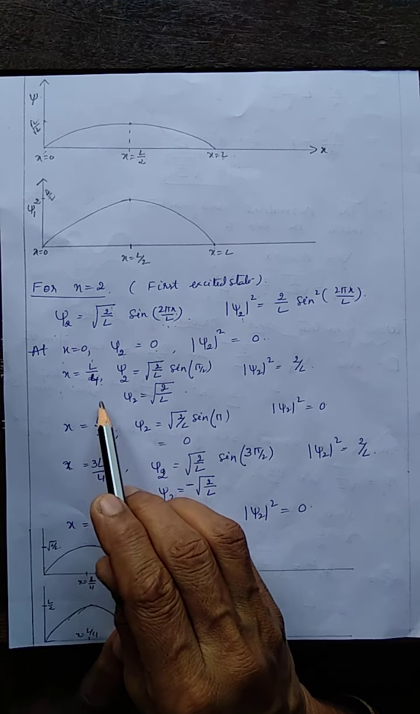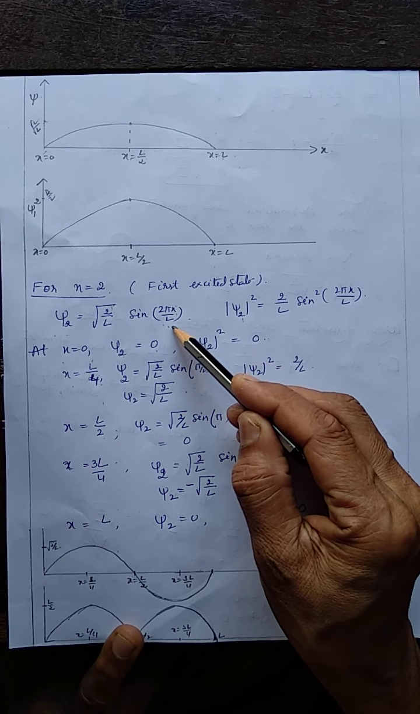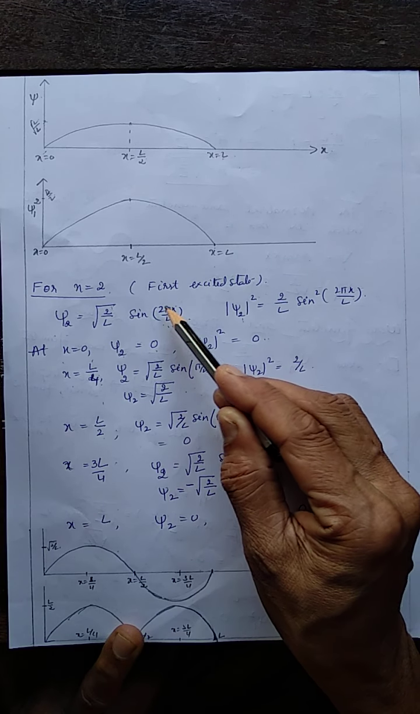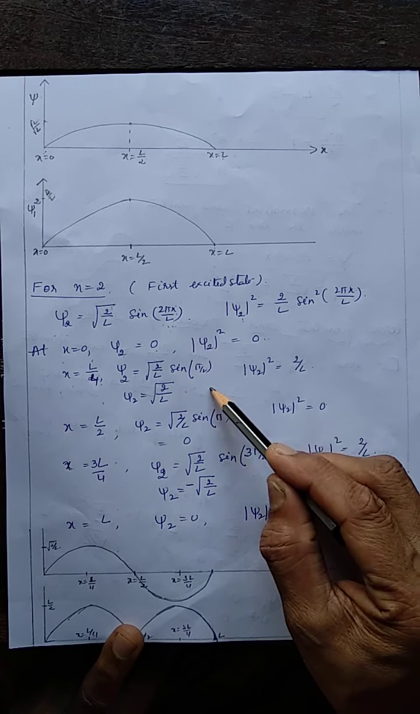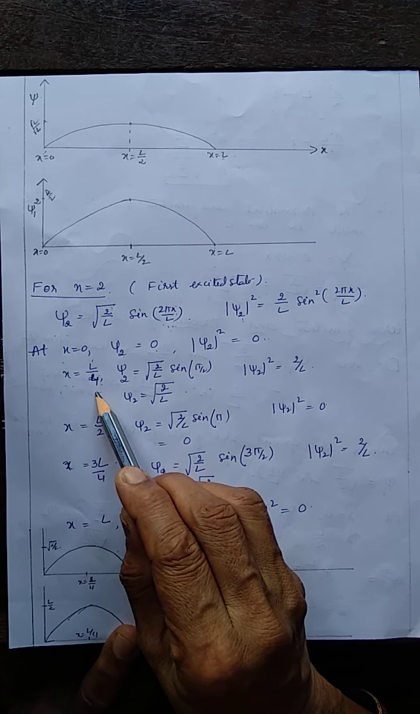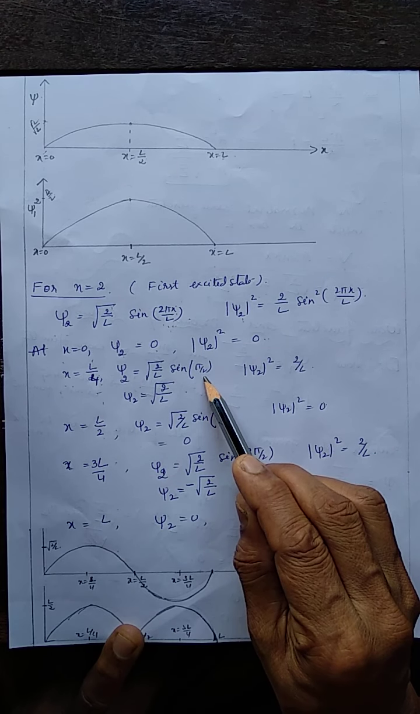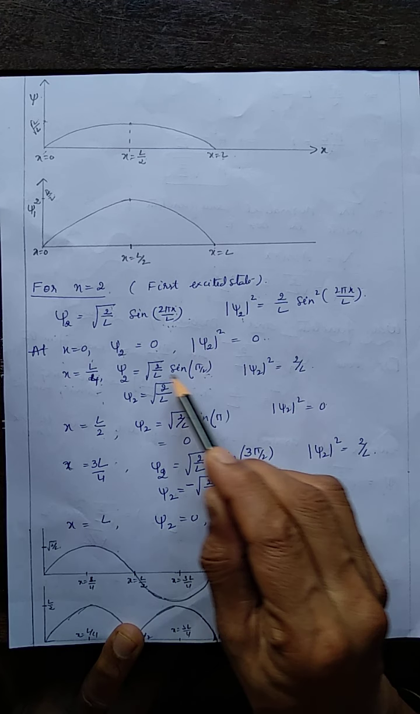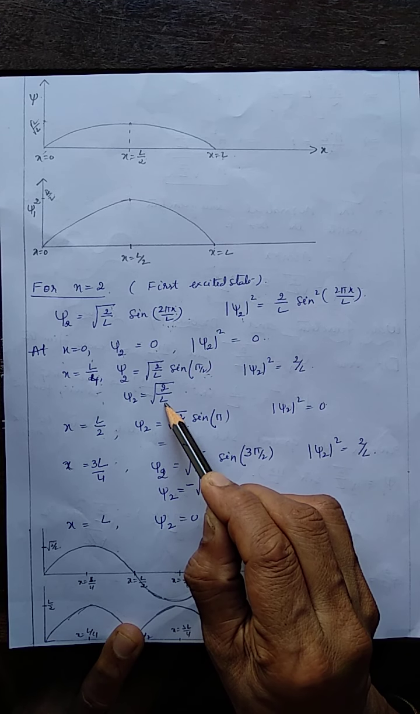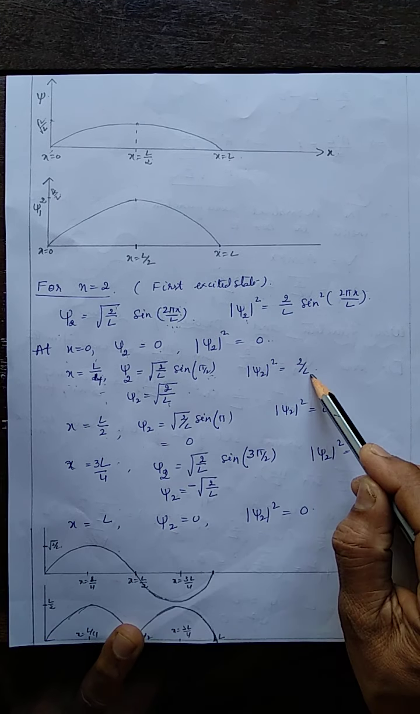Now x is L by 4. Substitute here L by 4. So L cancels, you get sin pi by 2. So when x equals L by 4, psi 2 is sin pi by 2, that is 1. So you get psi 2 as root 2 by L. Psi 2 square is 2 by L.